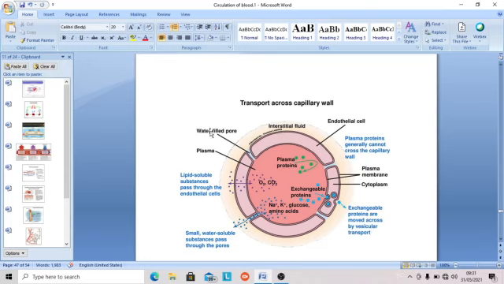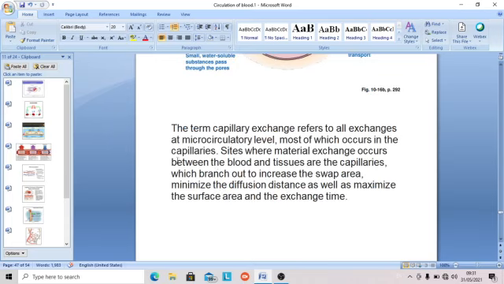So these are the water filled pores. The water and the small water soluble substances pass over here. The lipid soluble substances pass through the cells because they can easily pass, and sodium, potassium, amino acids pass between two cells. And the proteins pass by exchange across the vesicular transport from the vessel and are ultimately poured outside. So this is the way they come out.